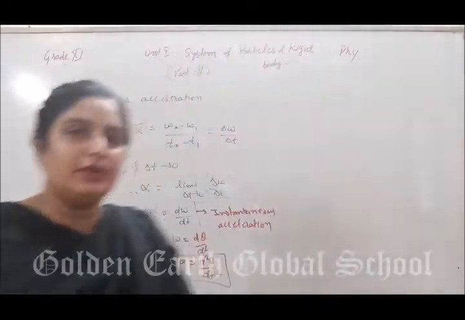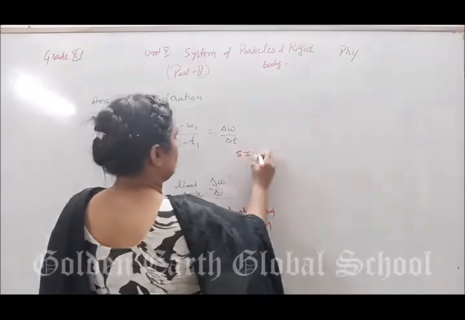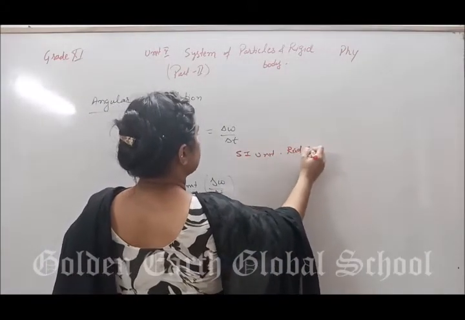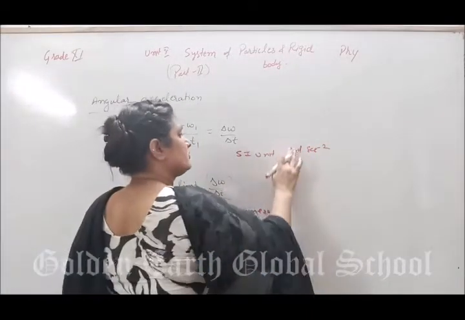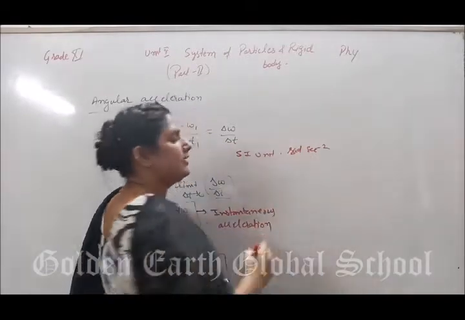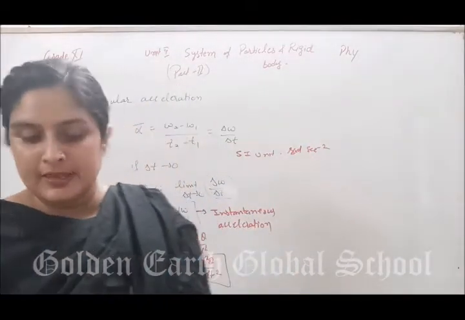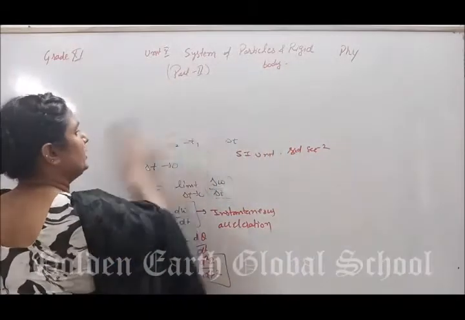So this is the value of alpha in terms of the angular displacement. Next, what will be the SI unit of alpha? SI unit is radian per second square. Here the r will be the small r, radian per second square. Clear?